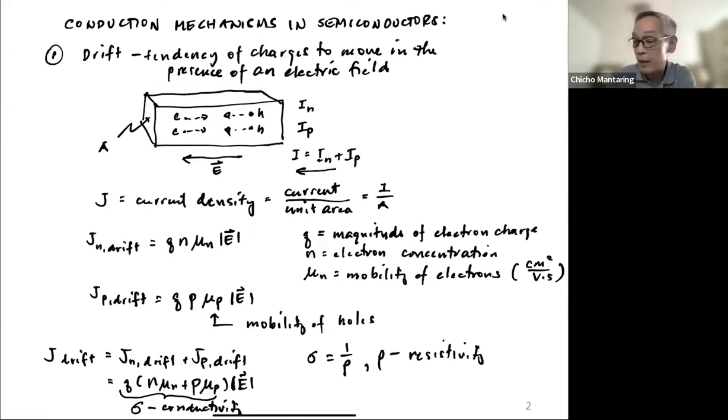So, for example, the mobility of electrons will be larger than the mobility of holes. It's much easier for electrons to move than for your holes to move. As a matter of fact, the mobility of electrons is typically 2.5 to 3 times the mobility of holes. In other words, in the presence of an electric field, expect that the electrons will be capable of moving faster than your holes. So that is drift. Let's go to diffusion.